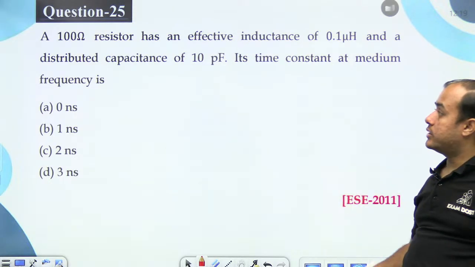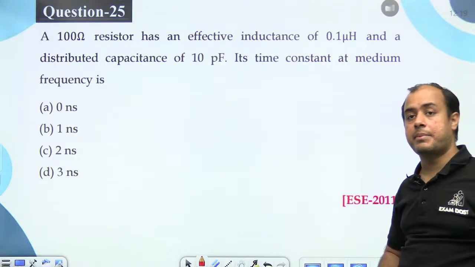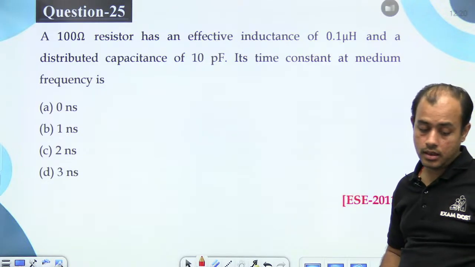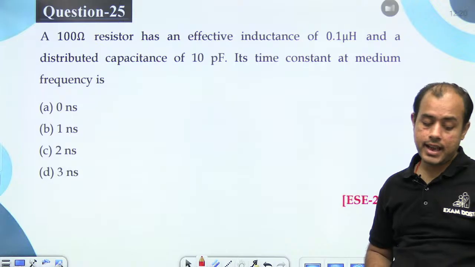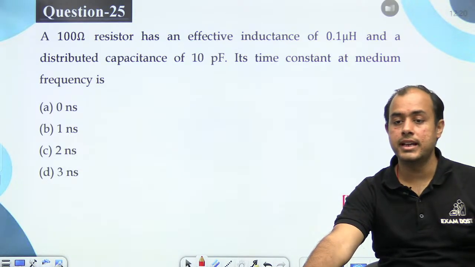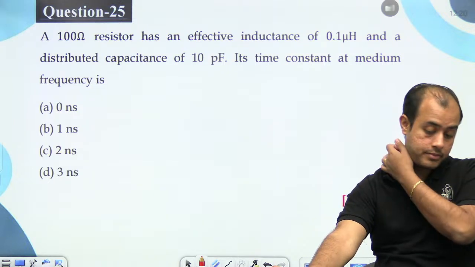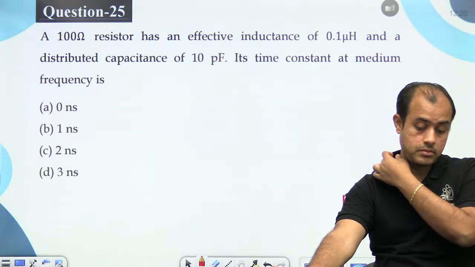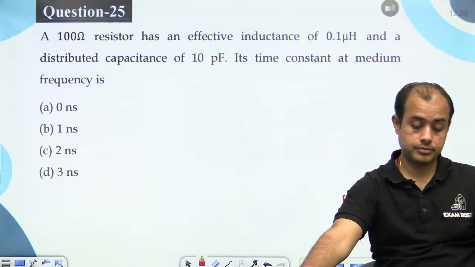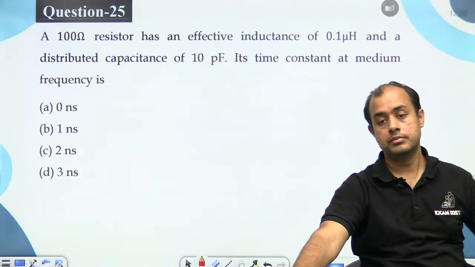Next, again ESE 2011, 100 ohm resistor has a effective inductance and capacitance. Time constant at medium frequency. What will be the time constant at medium frequency? Try it.